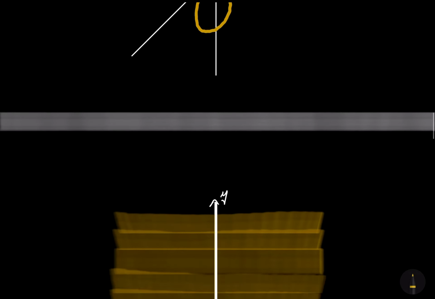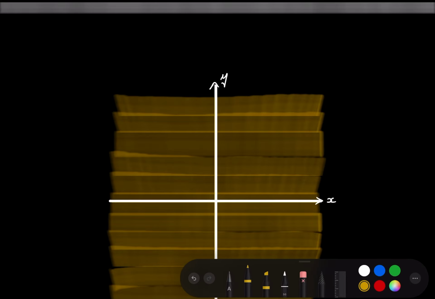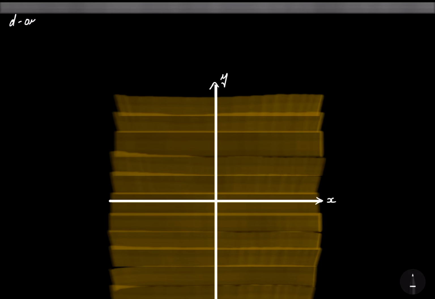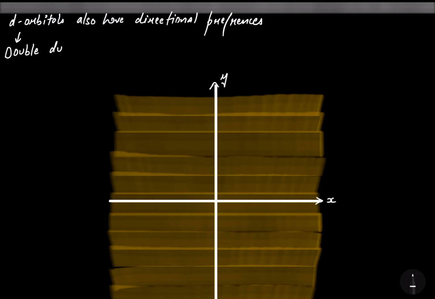Now let's talk about the d subshells, d orbitals. D orbitals also have directional preferences. And d orbitals are double dumbbell shape.